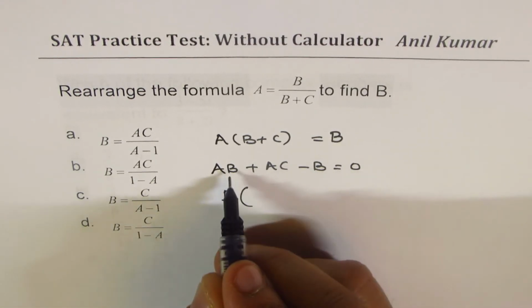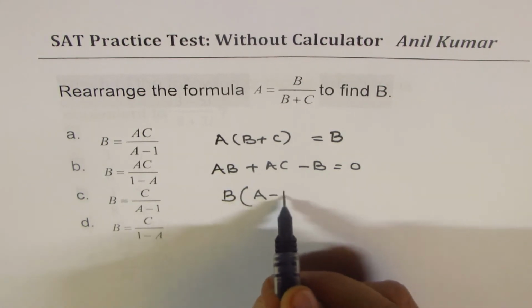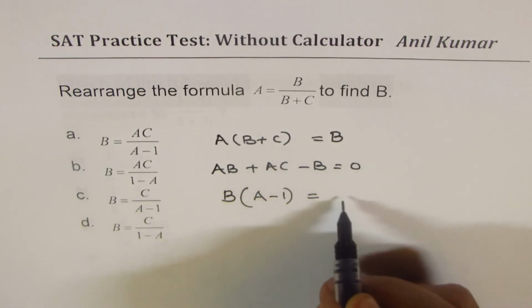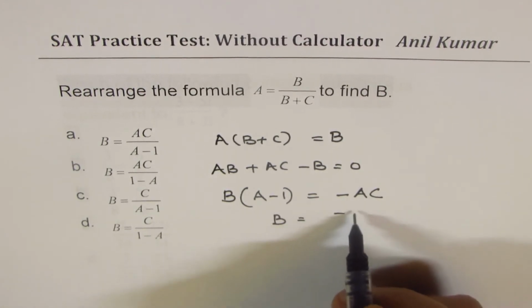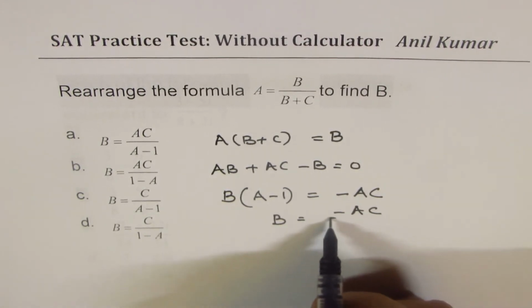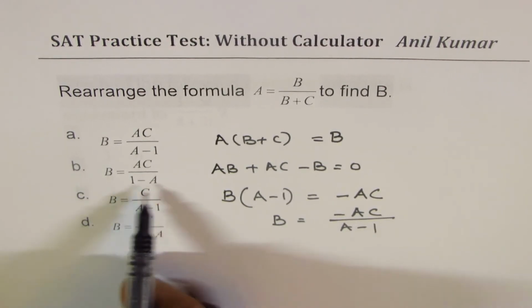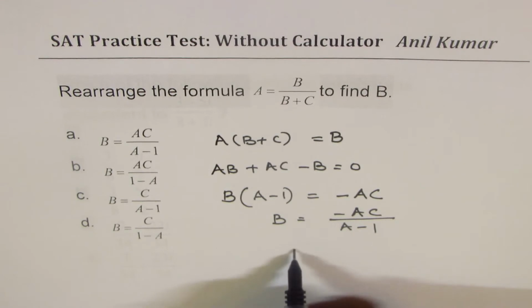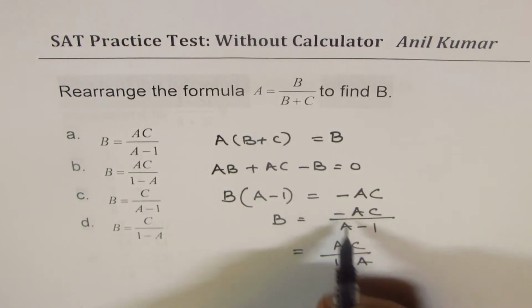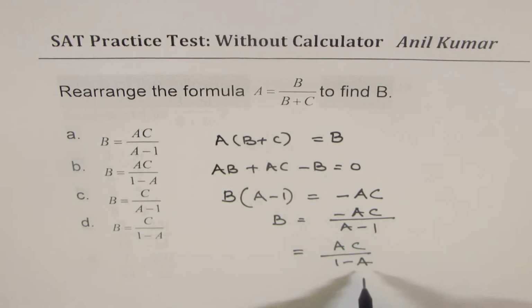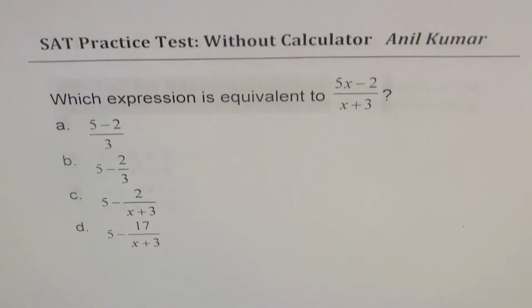b is common. We need to isolate, right? That's the whole thing. So we get a minus 1 equals, take it on this side, minus ac, or b equals minus ac over a minus 1, right? Now we have minus, so we can take this common and we can write this as ac over 1 minus a. So we switch this, right? And we get our answer, which is b for us, correct?